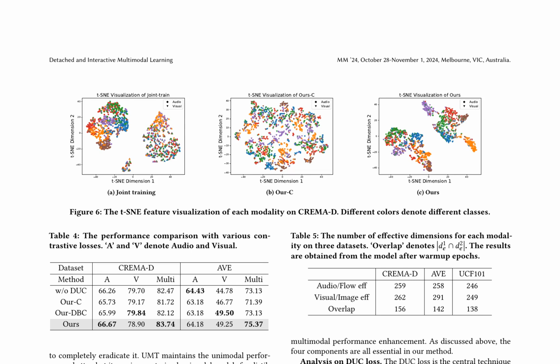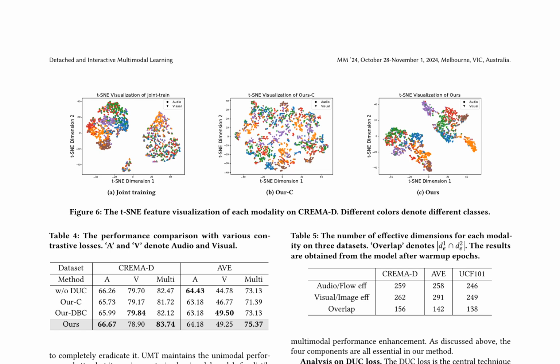The Detached and Interactive Multimodal Learning (DI-MML) method offers several advantages over existing approaches. Its key components, including a two-stage training scheme, shared classifier, dimension-decoupled unidirectional contrastive loss, and logit weighting, work in tandem to achieve better multimodal and unimodal performance. An ablation study demonstrates the importance of each component, highlighting the significance of their collective contribution.